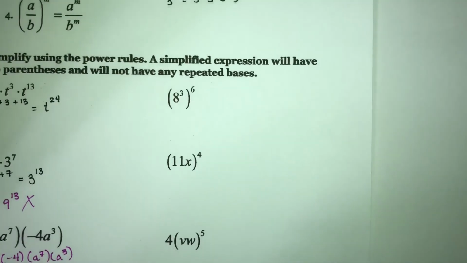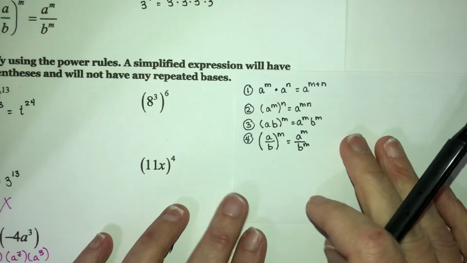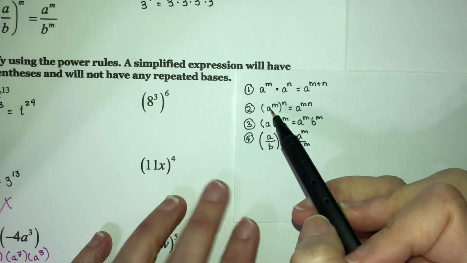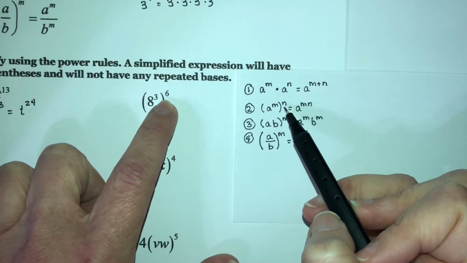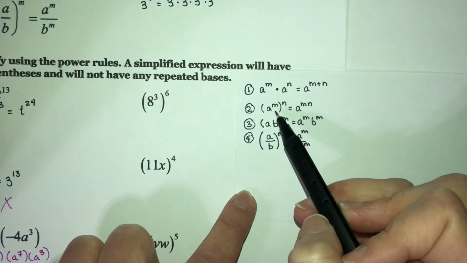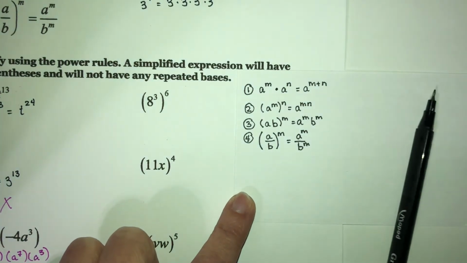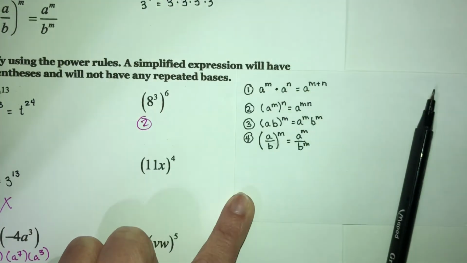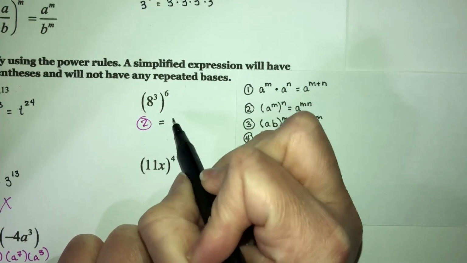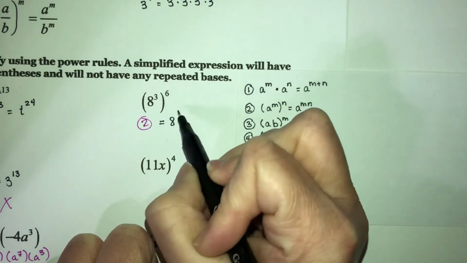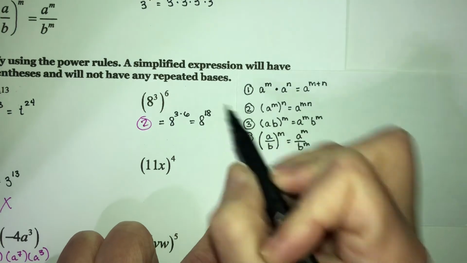Let's look here. 8 to the 3rd to the 6th. Let's look for a pattern. I have a base, which is my 8, raised to an exponent, raised to an exponent. This property says when I have a power raised to a power, I multiply those exponents. So I'm going to be using property number 2 here. And we keep the base the same. So this is 8 to the 3 times 6, which is 8 to the 18th power.